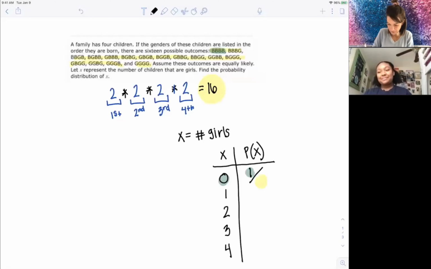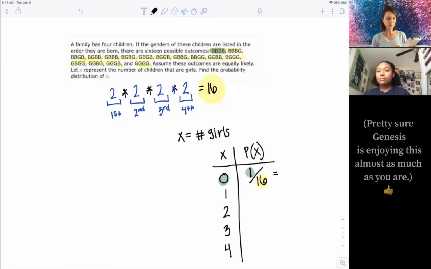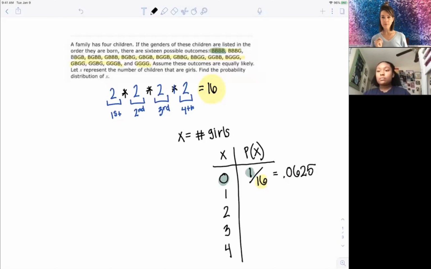Cool. So we get 1/16, and then we can go to our calculator and see what that is. I think it's like 0.06 something. Yeah, so 0.0625. Cool?